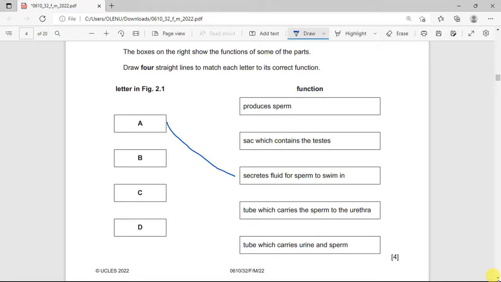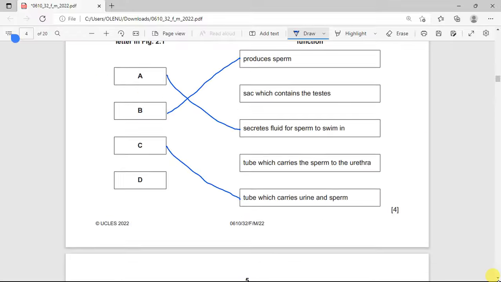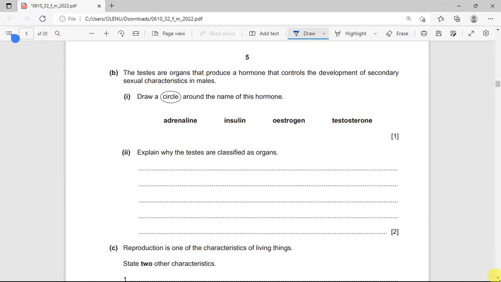So I'll go there. B is the testis, and the function of the testis is simply to produce sperm. C is the urethra, so it's the passage for both sperm and urine: tube which carries sperm and urine, yes. Then D on the diagram is the sperm duct, and its function is a tube that carries sperm to the urethra. That's it, 4 marks.